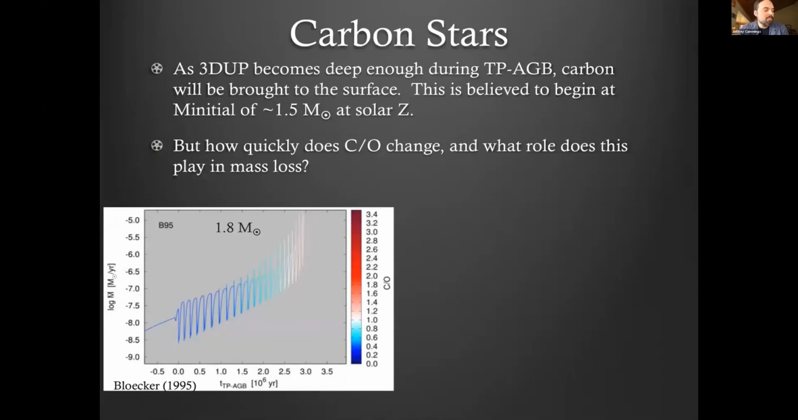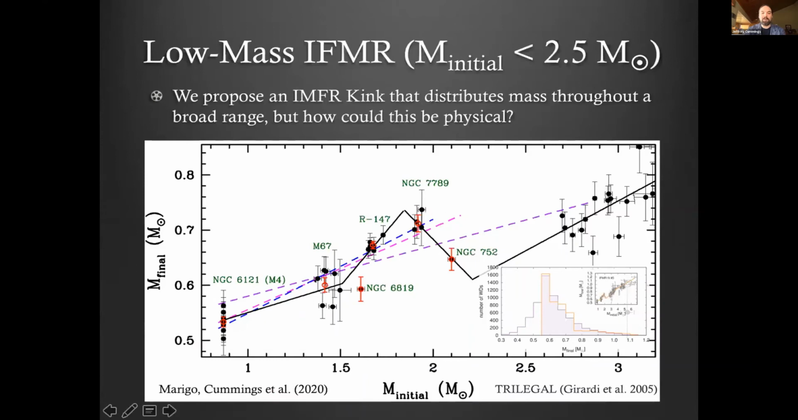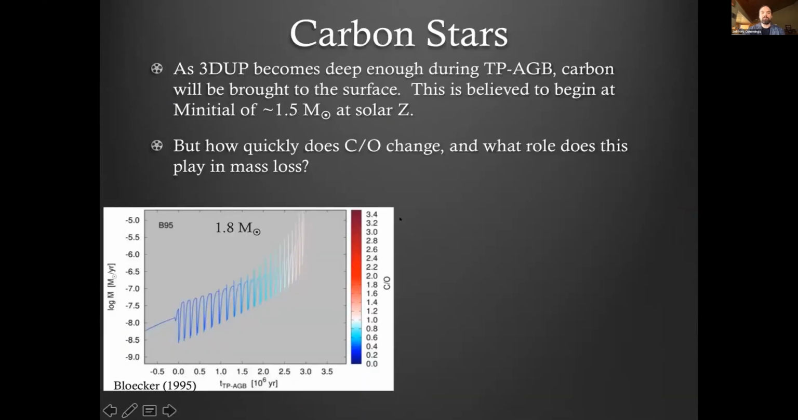But how could such a shape be true? How could such a shape come out from stellar evolutionary models, carbon stars? So as third dredge up becomes deep enough during the thermally pulsing AGB phase, as you start to reach masses of roughly 1.5 initial solar masses at solar Z, you'll start dredging up significant amounts of carbon at the very final stage of these stars' evolution. And so this 1.5 solar masses is right where this kink starts to shoot up.